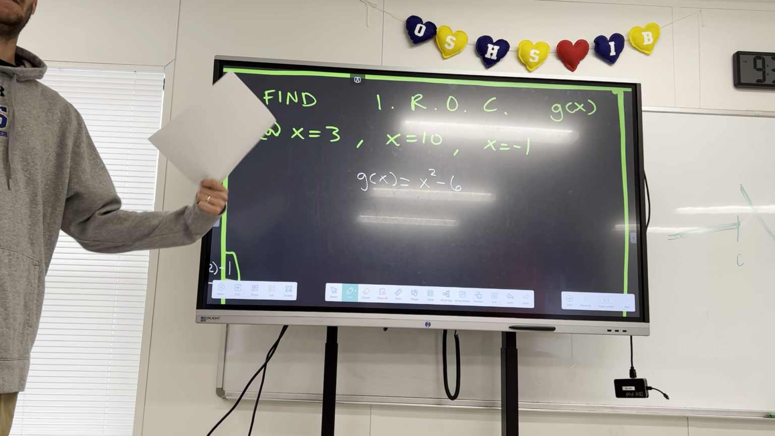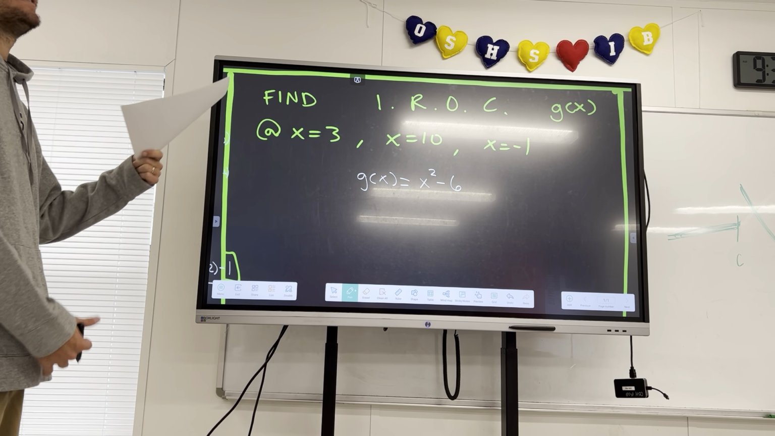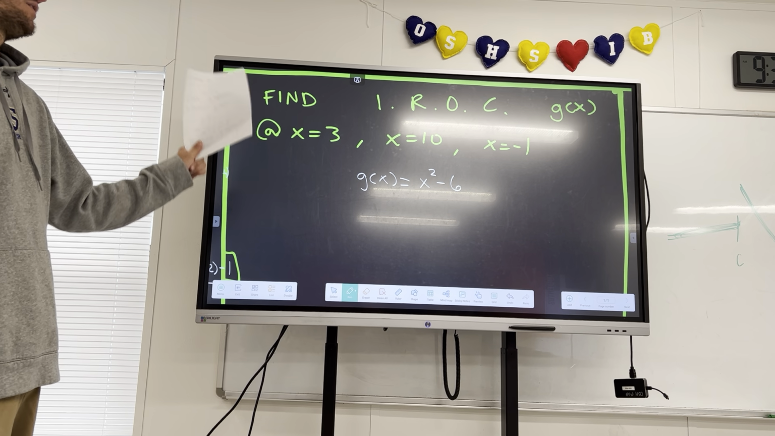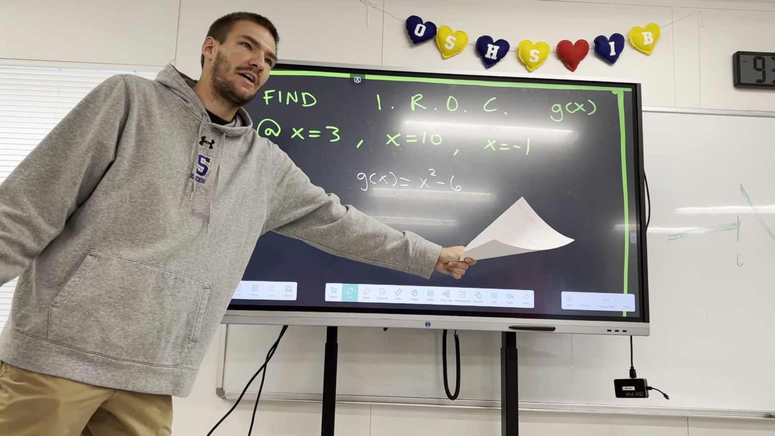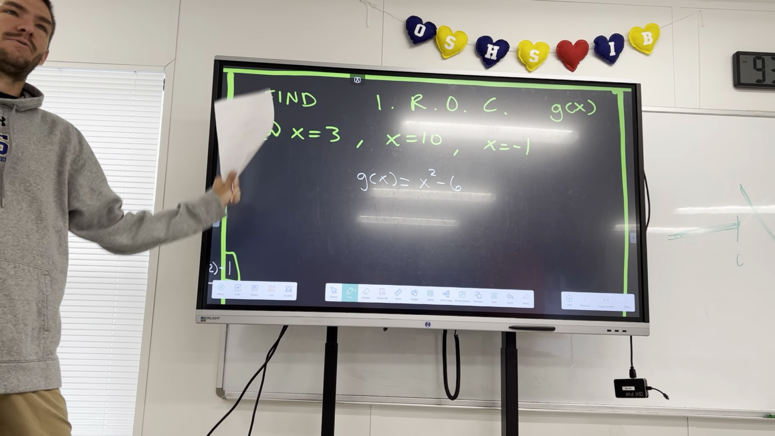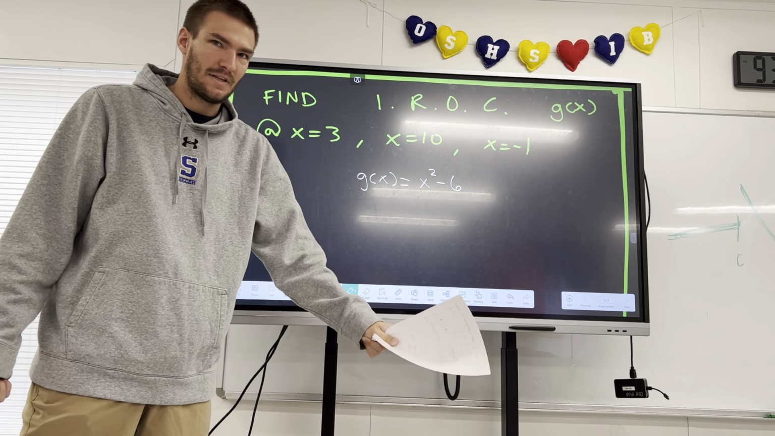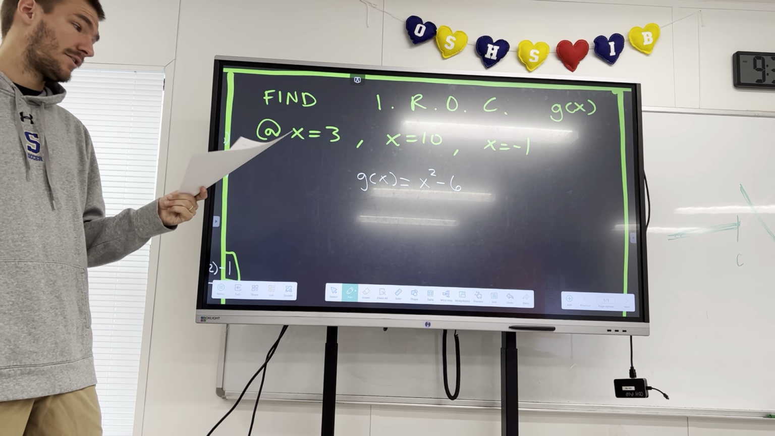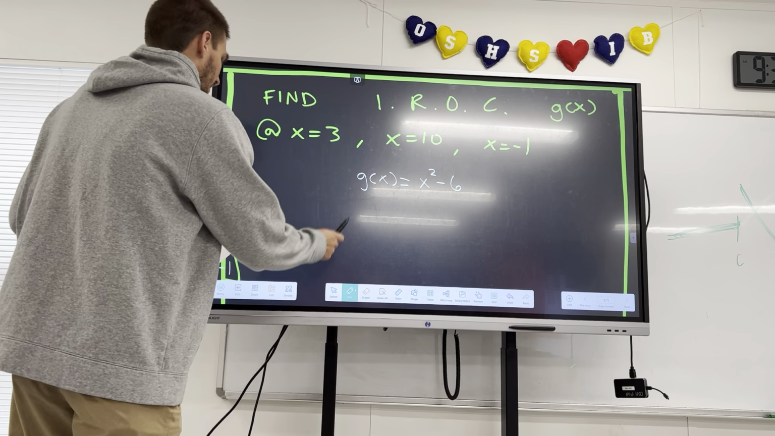This function, is it linear? No. How's the slope looking? It's changing all the time. So, at these 3 different values, we can expect 3 different slopes. That means we can't just find the first one and say it's good for all of them. We're going to have to calculate all 3 of them. So, let's do this question.